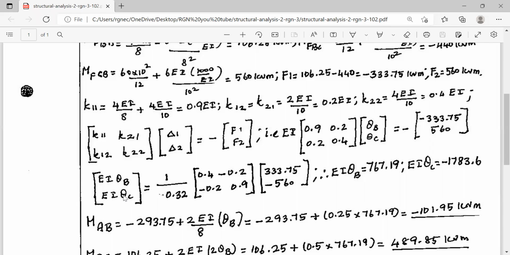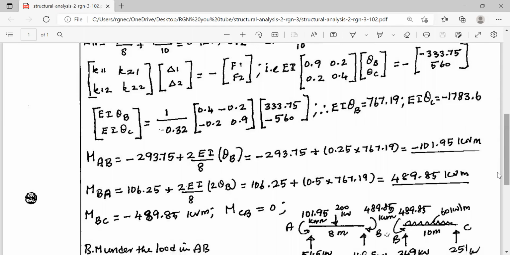And here, as per the matrix algebra, you can calculate the values of EI theta b and EI theta c, and that comes to 767.19 and 1783.6. This is just matrix algebra. You can go through the website or some other book for solving these things.